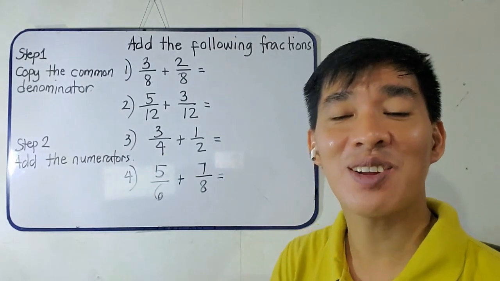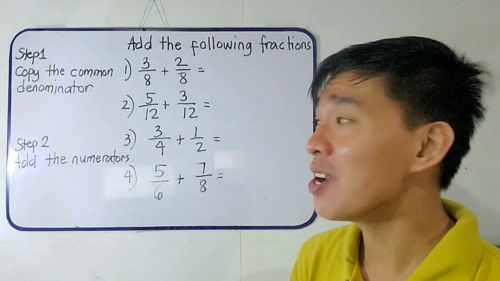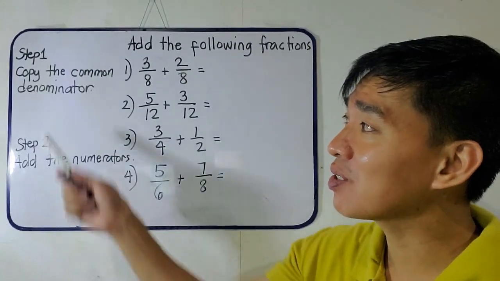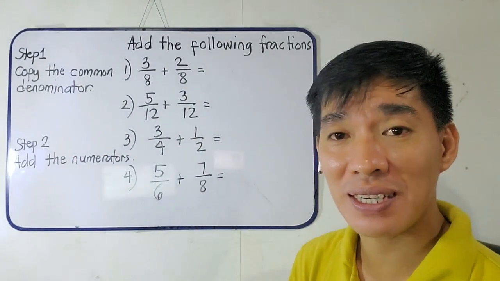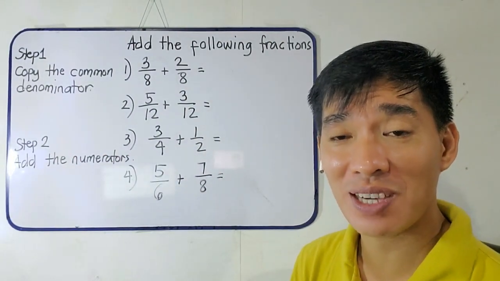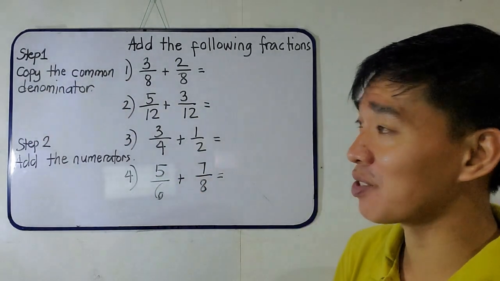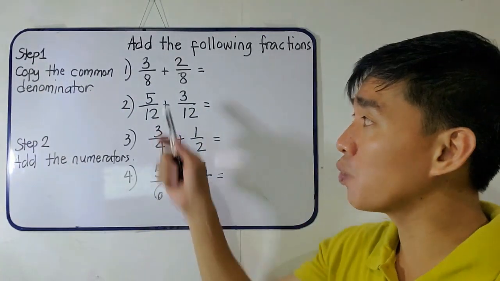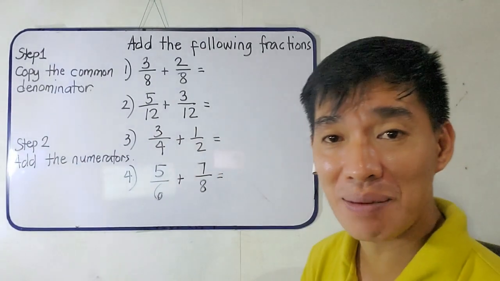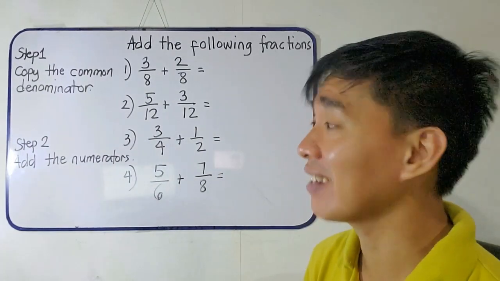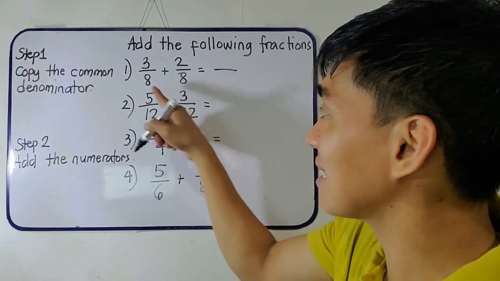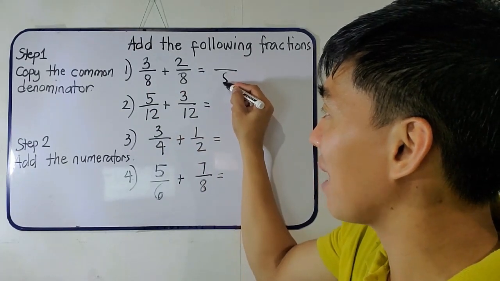Are you done? So let us now answer your activity. Of course, a while ago, I told you that there are only 2 steps in adding or subtracting fractions. The first step is copy the common denominator. Question number 1. Do we have the same or common denominator? That's correct. Yes, of course. 8 and 8 are the same, so just copy 8.